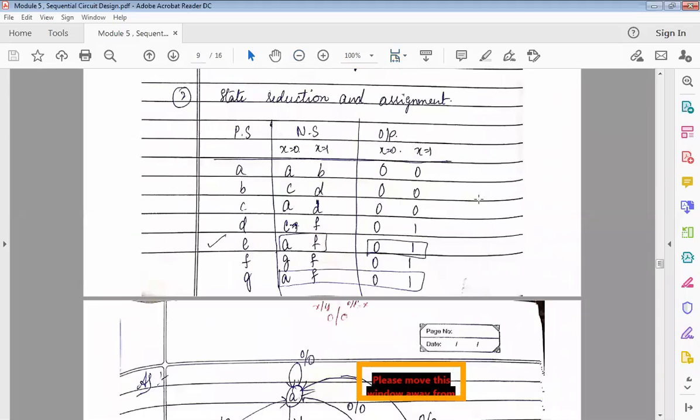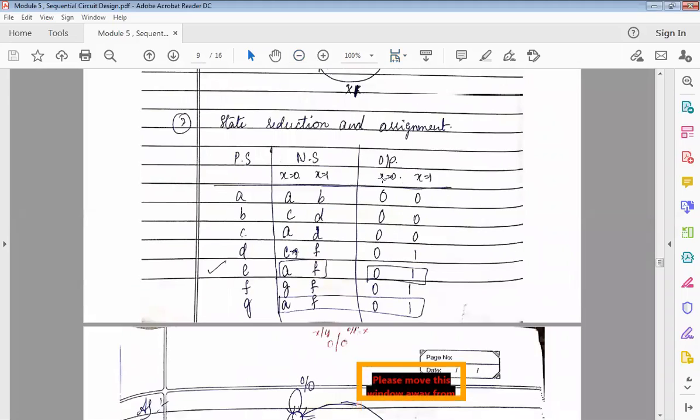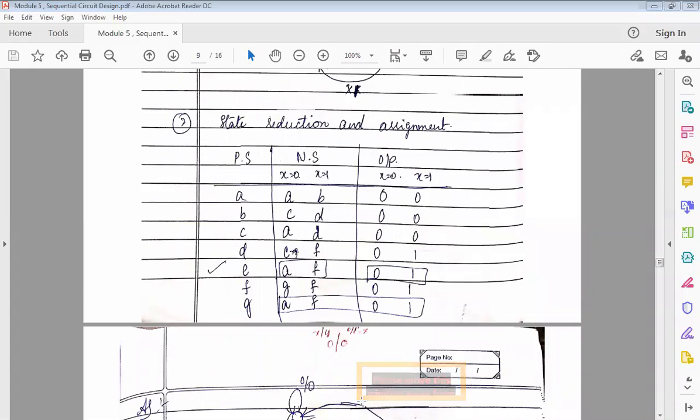I hope all of you have taken down this table. Have you all taken down this table? Yes, sir. Okay, fine. For those of you who have not, just make sure that you copy this information because we'll be solving a problem based on this, right?